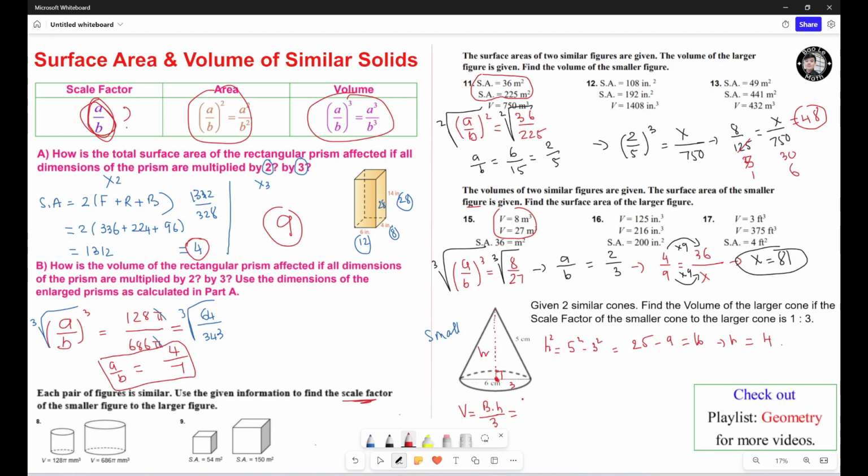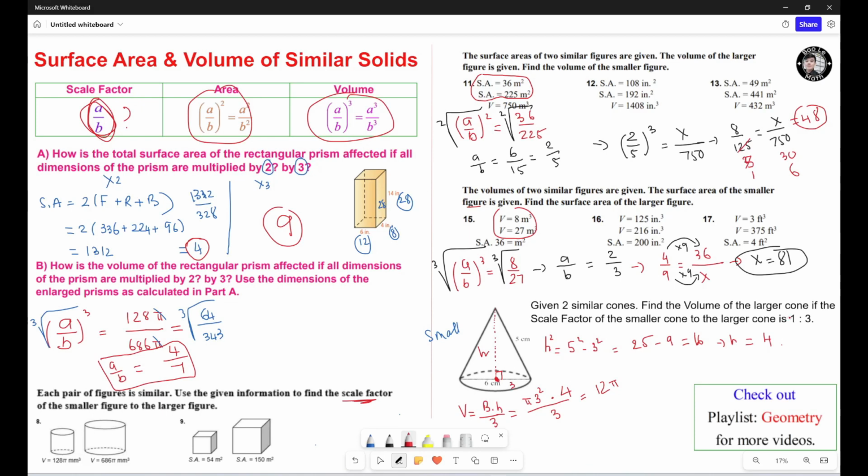Base, it would be pi r squared because the base is the circle. So pi r squared, right? But r equal 3, so it should be 3 squared times h equal 4, and divide by 3. Alright, so this is 3 squared equal 9. 9 divided by 3 is 3. 3 times 4 is 12. So this is 12 pi. So the smaller one is 12 pi.